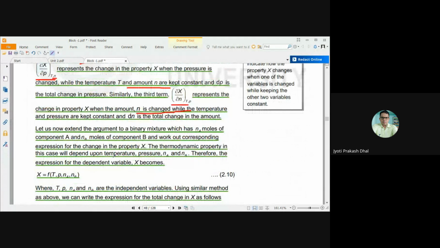Now let us extend the argument for a binary solution which has Na moles of component A and Nb moles of component B, and work out the corresponding expression for the change in property X. If the binary solution is formed by two components A and B, with the number of moles of A being Na and of B being Nb, then the thermodynamic property will depend upon temperature, pressure, Na, and Nb. Therefore, the expression for X will change.